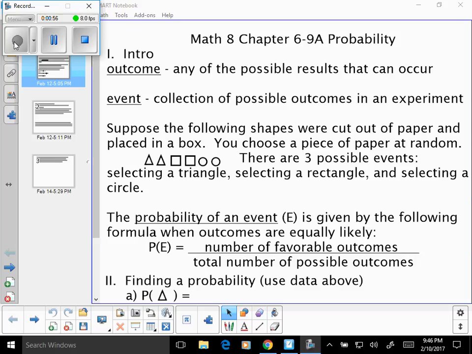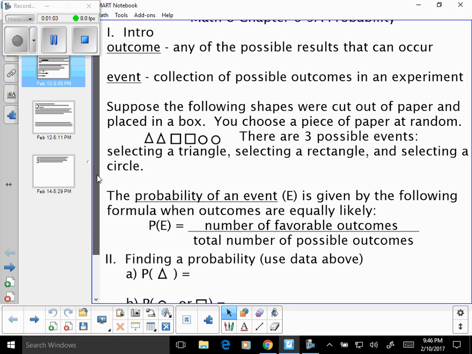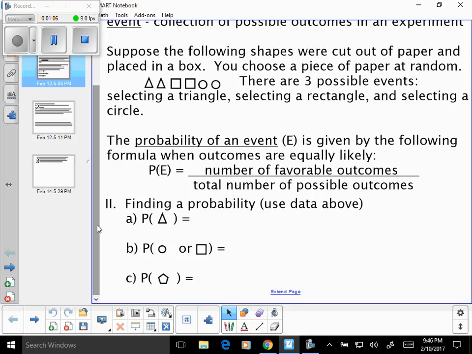Suppose that the following shapes were cut out of paper and placed in a box. You get to choose a piece of paper at random. There are 2 triangles, 2 squares, and 2 circles. Now you really have 3 possible events: selecting a triangle, selecting a rectangle, and selecting a circle. The probability of an event, whether it's selecting a triangle or a rectangle or a circle or a combination of those 2, is given by using the following formula. Now note that the outcomes have to be equally likely.